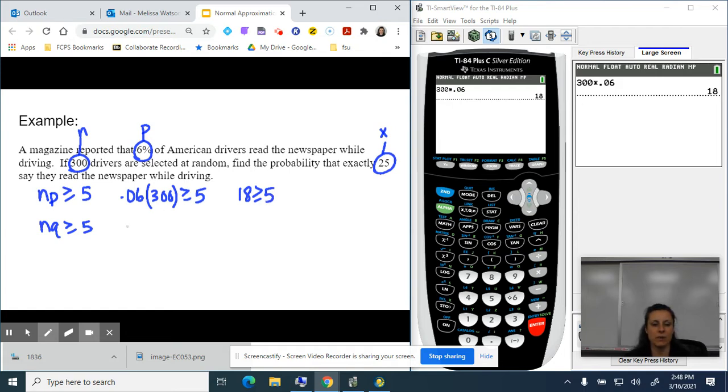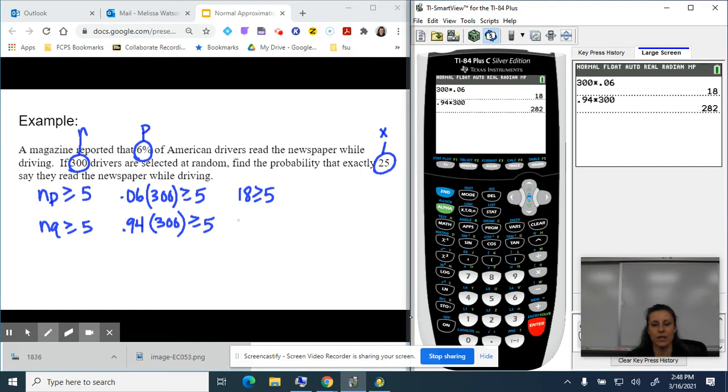Then I also need to multiply n times q. So if the probability of success is 6%, that means the probability of failure would be 94%. And if 6% of 300 is more than 5, it is guaranteed that 94% of 300 is going to be bigger than 5. But just to show that, I get 282, which is definitely at least 5. So since it passes both of these checks, we can use the normal curve.